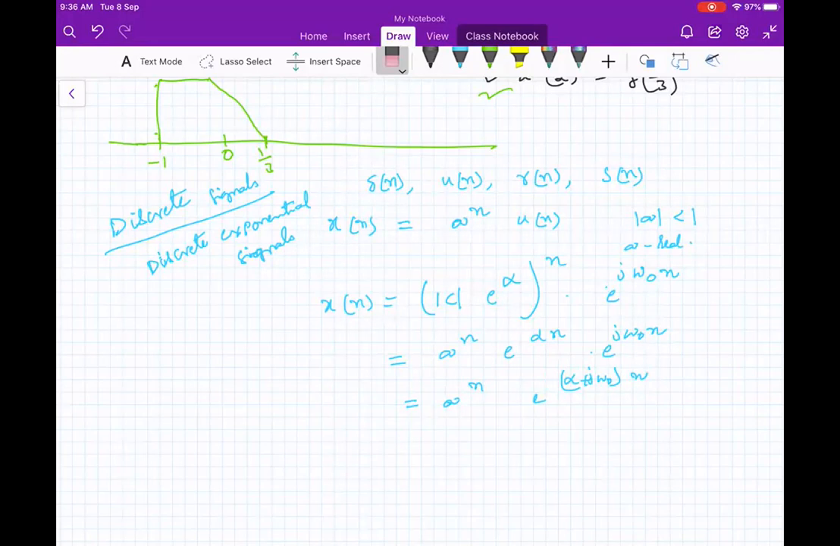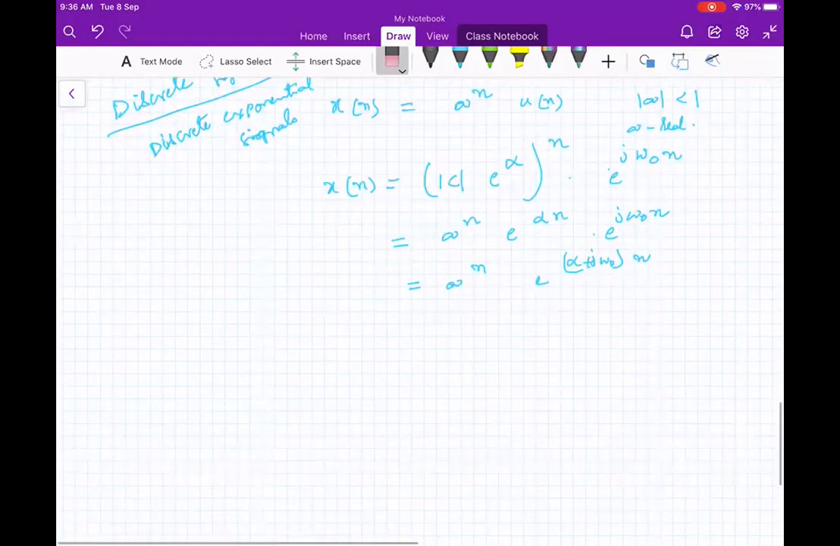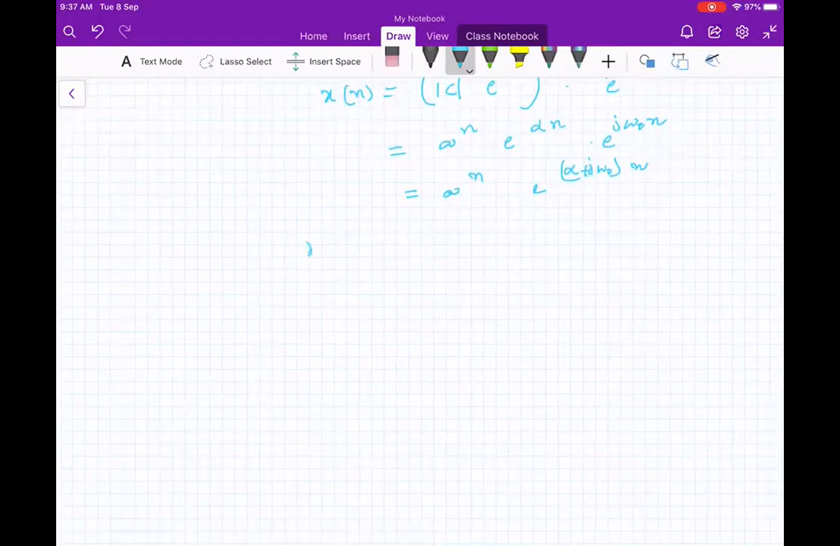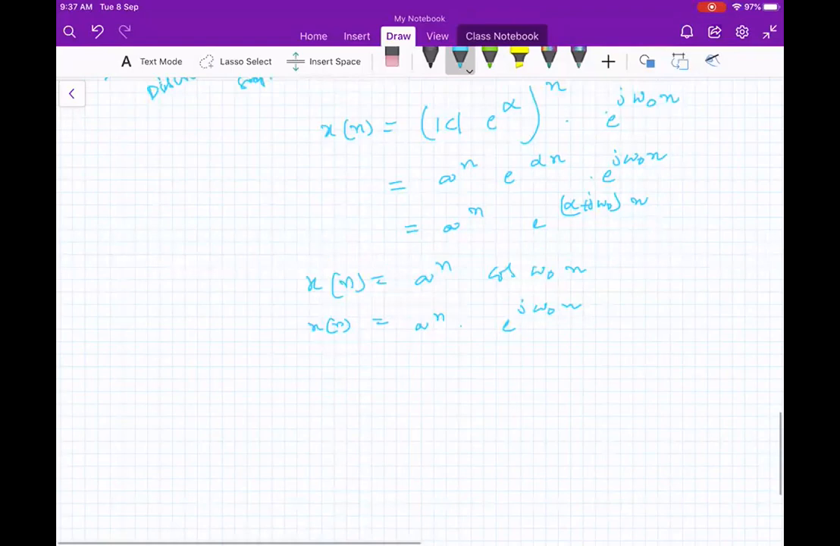Anyway, this can take different forms. Essentially, what we would like to see is x of n can be something like a power n cos omega naught n if we consider only the real term, or a power n into e power j omega naught n, and so on. The u of n can also be there if you would like to consider a causal signal.